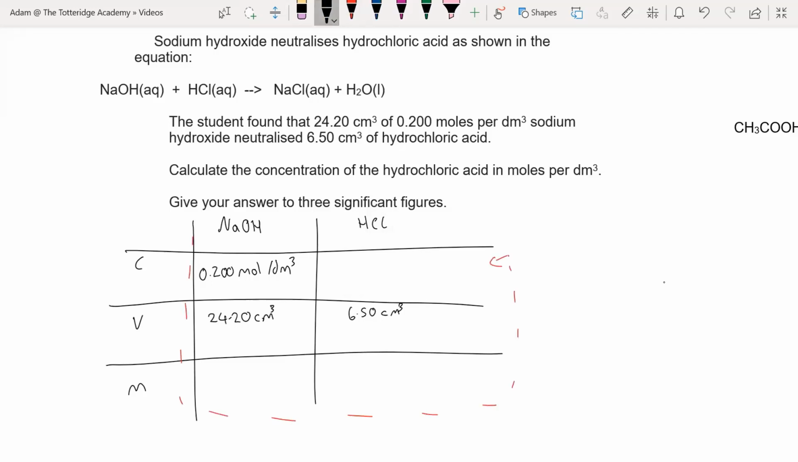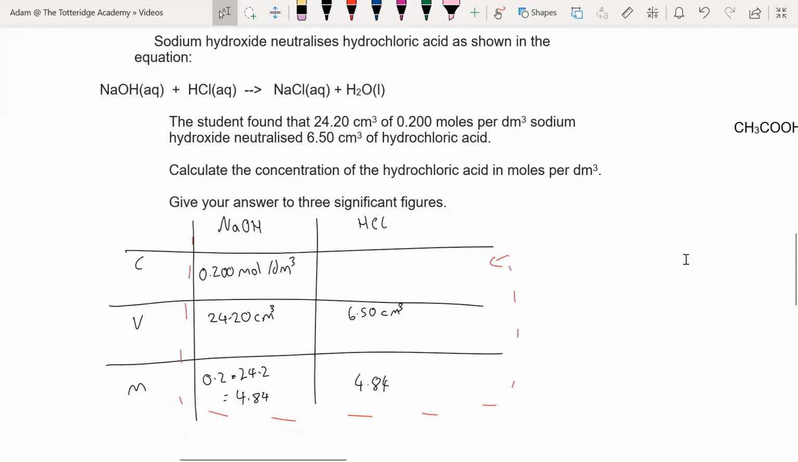Up there. And I get moles is 0.2 times by 24.2. That gives me 4.84. What's my molar ratio? It's 1-to-1. So I can see there's one of these to one of those. So this is also going to be 4.84.